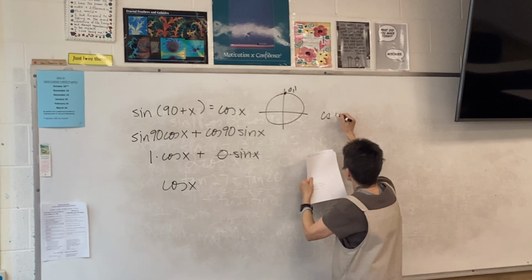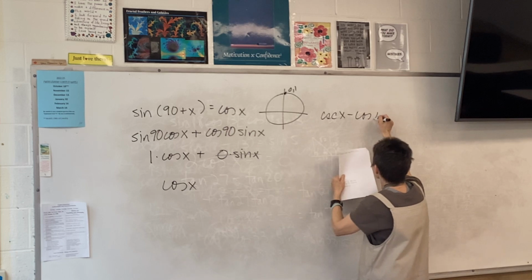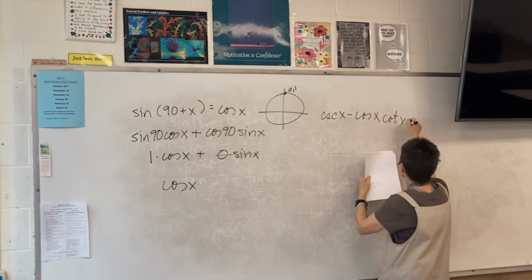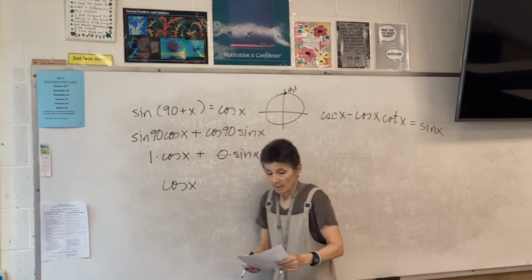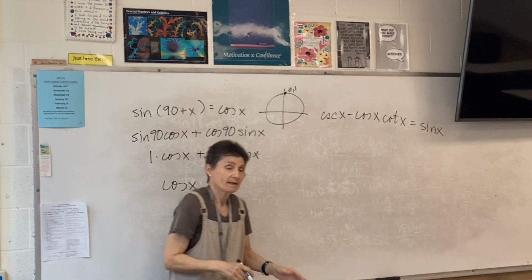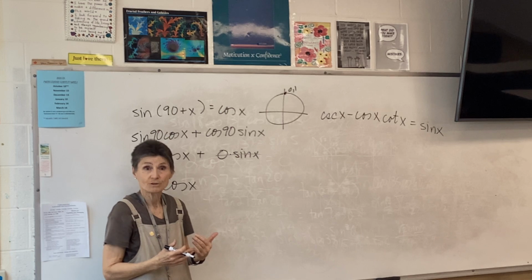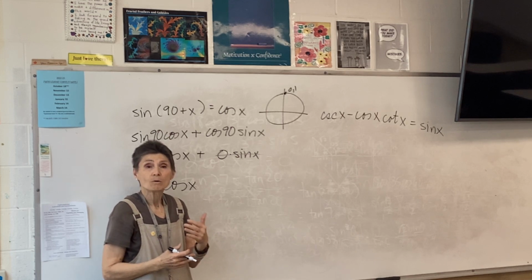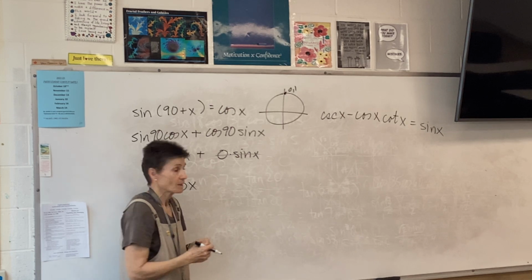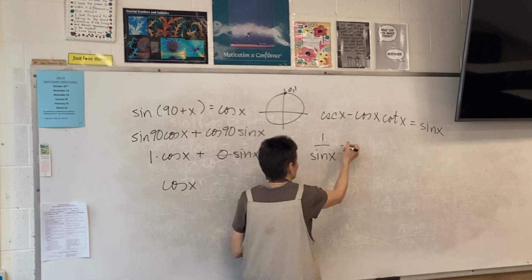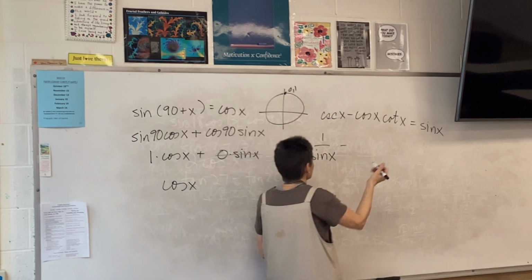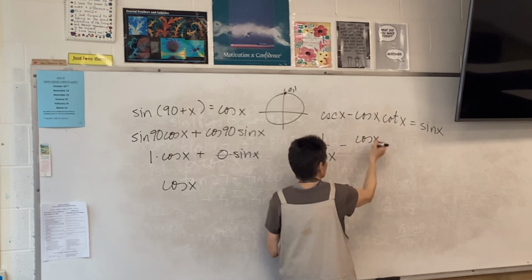So cosecant x minus cosine x cotangent x equals sine x. Well, this is a big mess, but we're not going to be frightened by it. We're going to do what we know how to do. So we know that cosecant is 1 over sine. So I'm going to change that into 1 over sine.